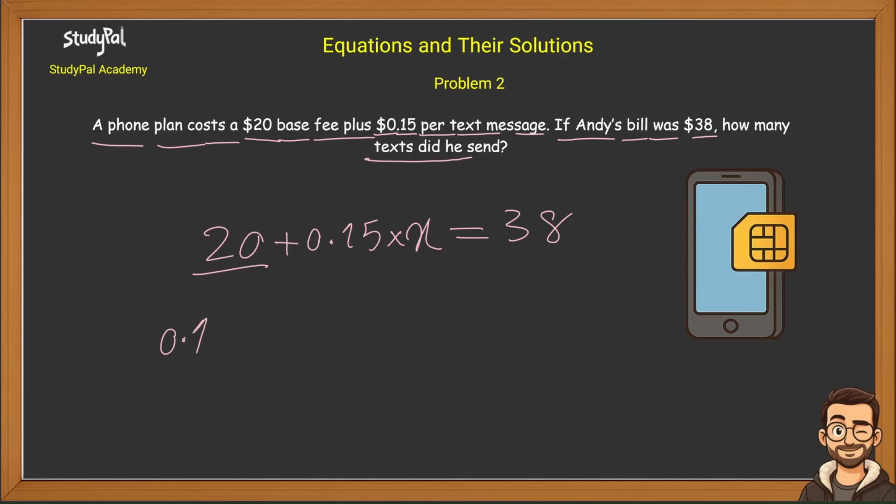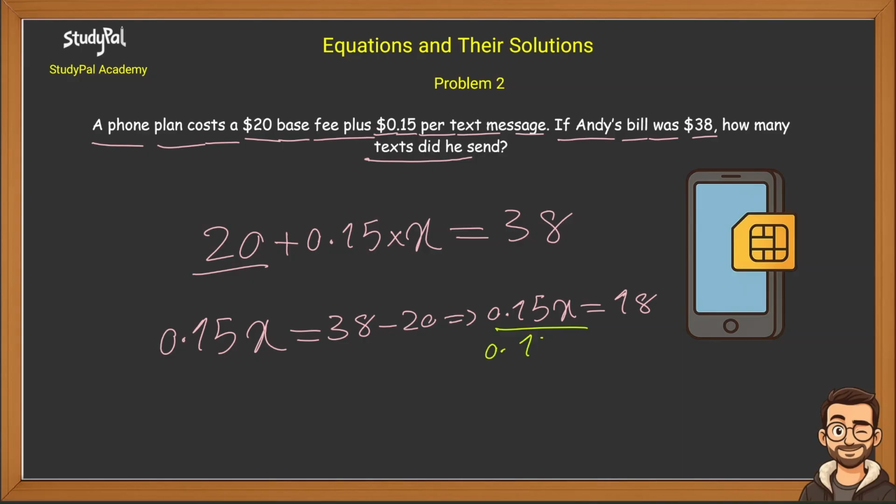On the left-hand side, it remains 0.15 times x, and then on the right-hand side, we have 38 minus 20. Simple math, we have 0.15x on the left-hand side, and on the right-hand side, 38 minus 20 should be 18. Alright, now, as I told you, we don't want this coefficient either, so we need to divide the left hand side by 0.15. This is the way that we get rid of it, because these two just go away.